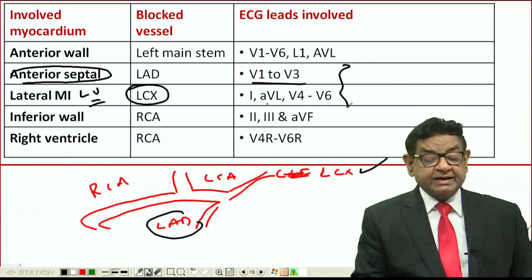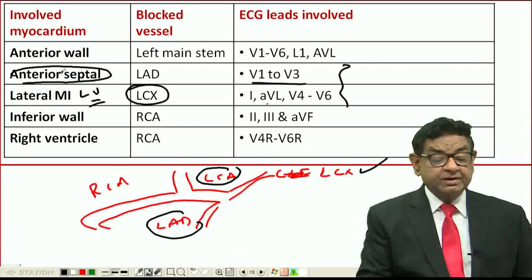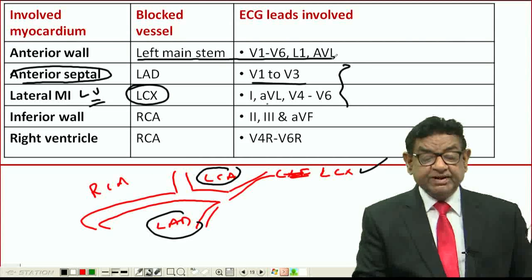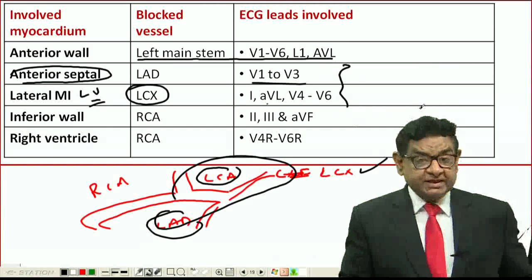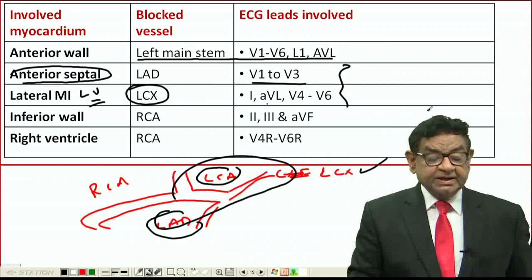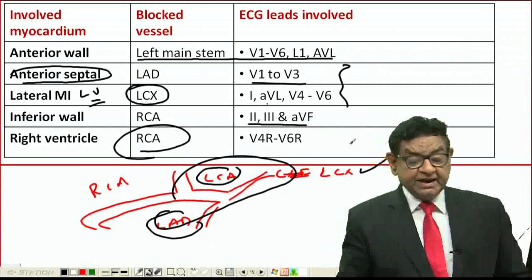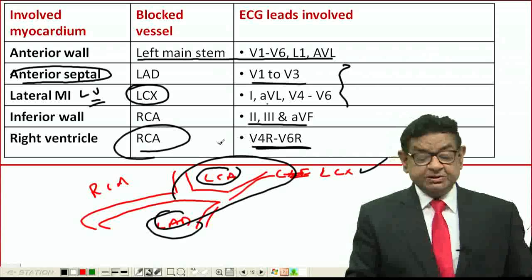And these two together make the complete left anterior wall, left main stem, V1 to V6, L1 and AVL. They represent the anterior. That means combination of circumflex and LAD is left main stem. Inferior wall is supplied by right coronary artery, L2, 3, AVF. And the right ventricle is again supplied by right coronary artery, and it is represented by right-sided leads. This you got to know.